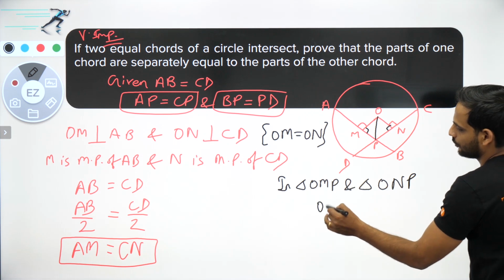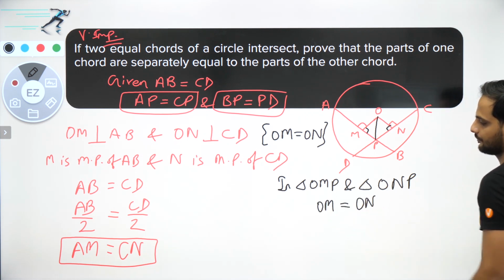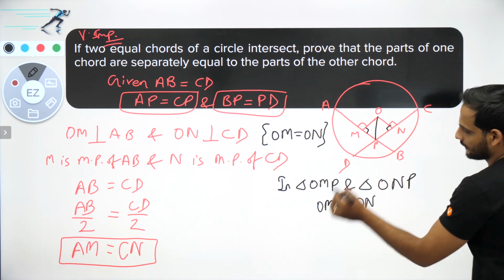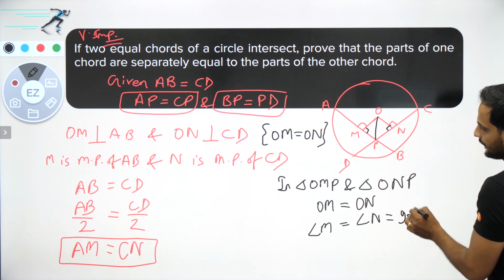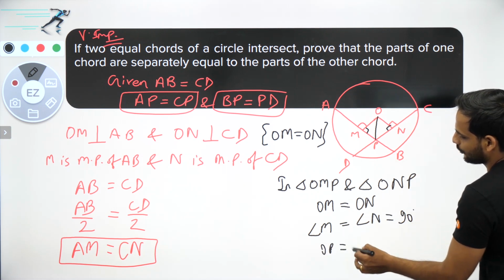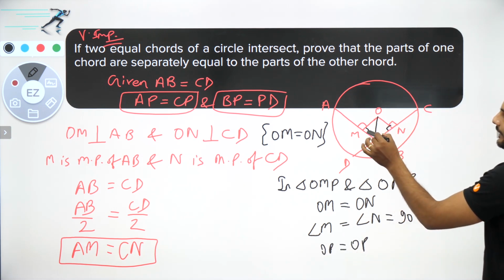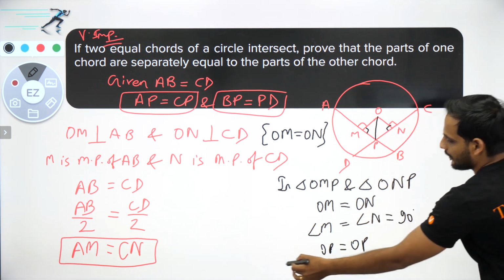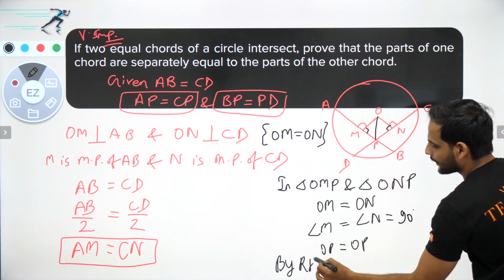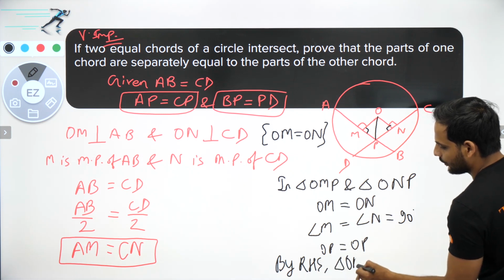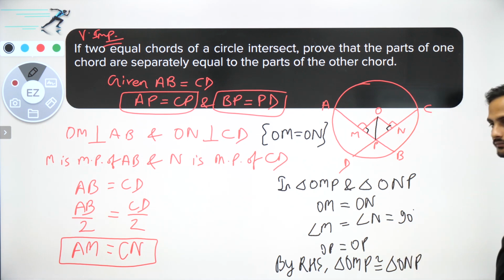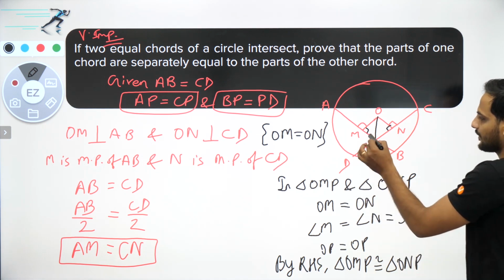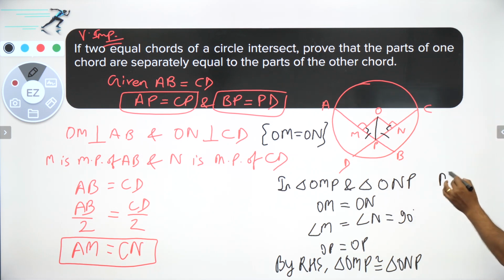First thing you have, bachcho, OM is equal to ON. Correct? Second thing you have is angle M is equal to angle N. Both are 90 degrees. Third thing you have is OP is equal to OP, common. So you can see right angle hypotenuse side rule. So by RHS, you can say triangle OMP is congruent to triangle ONP. If these 2 are congruent, I can say by CPCT, MP is equal to PN.